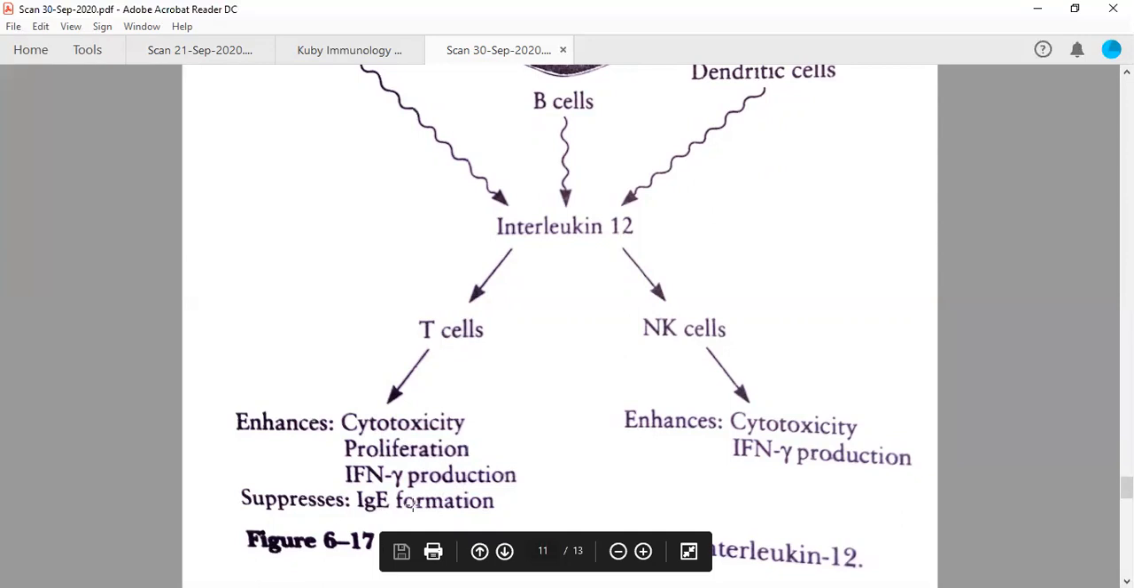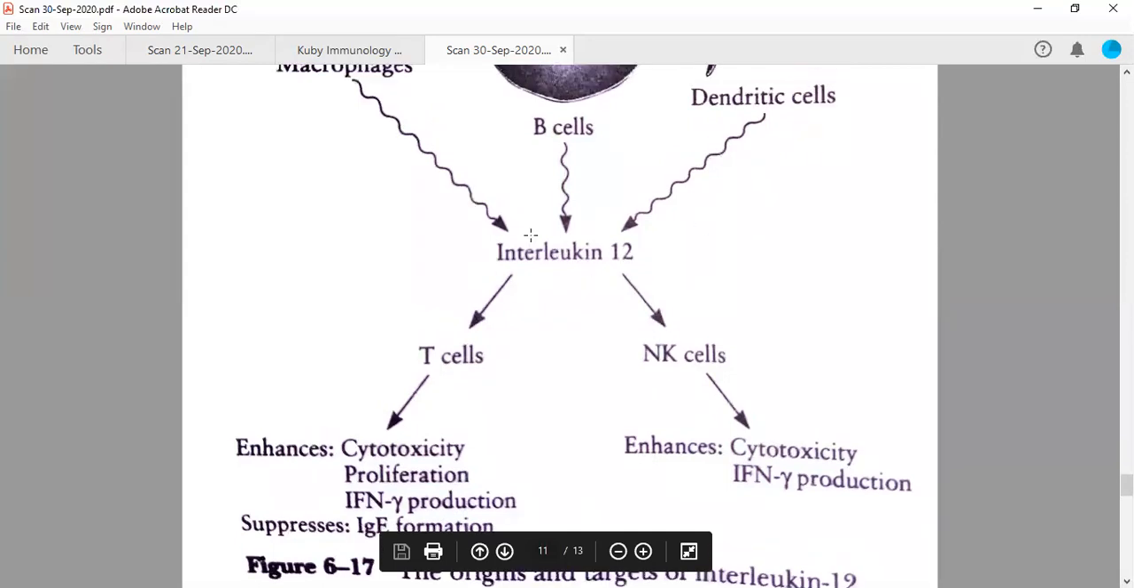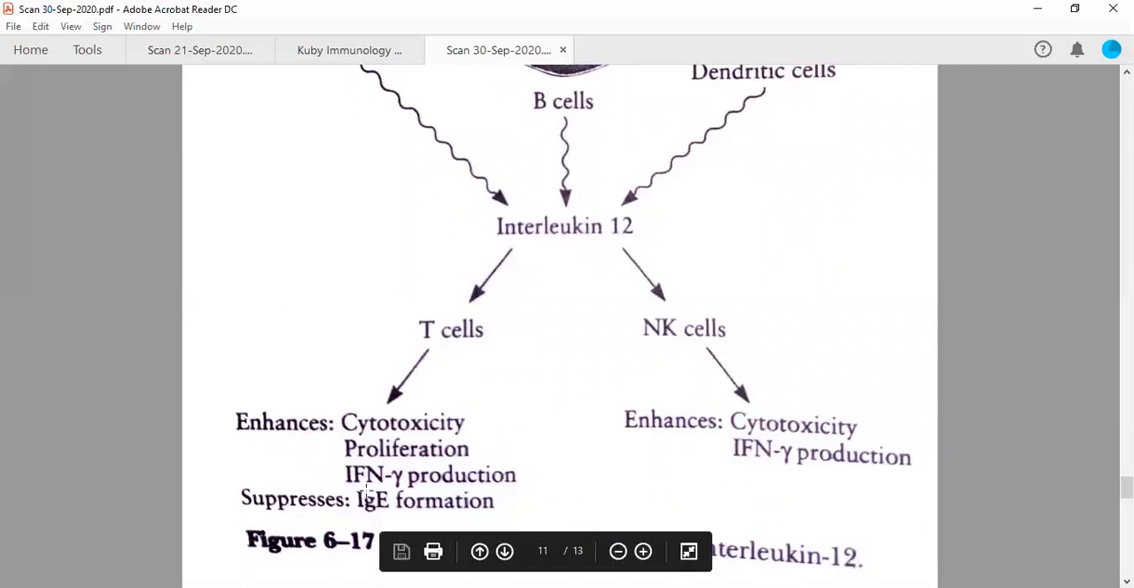All right, so this IgE is actually produced by the B cells, right? Once interleukin 12 is produced from the B cell, it will suppress the immunoglobulin E formation, whereas other types of antibodies will be generated. We already covered that there are four types of antibodies produced by B cells, but IgE formation will be suppressed in case of interleukin 12 production.